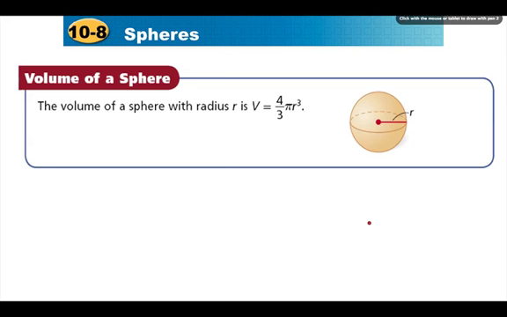This is the formula that you're going to be using to compute the volume of a sphere with radius r. It is just 4/3 times pi, and then the radius is raised to the third power. So all you need is the radius to compute the volume of a sphere.